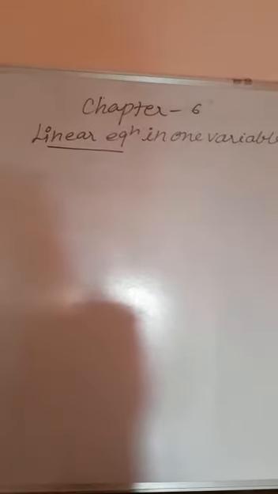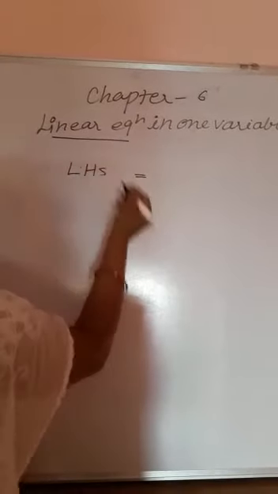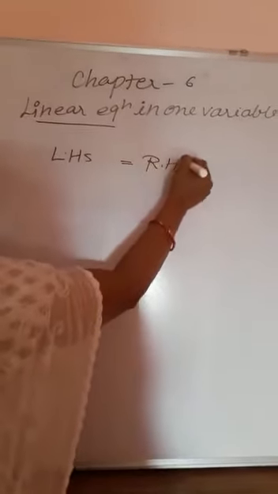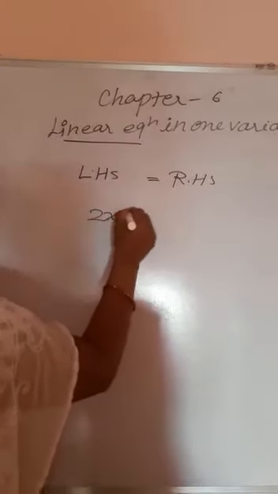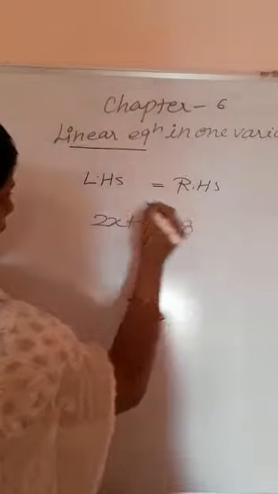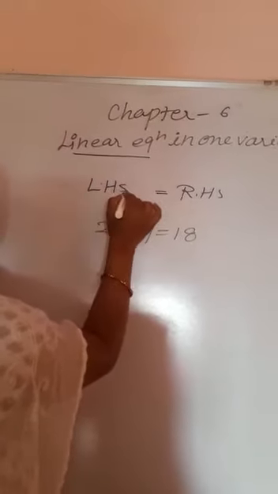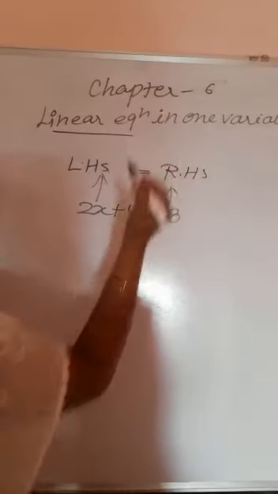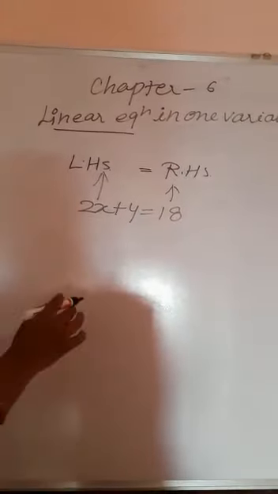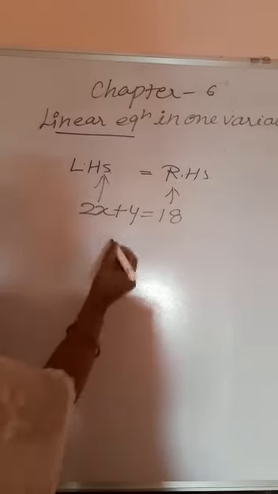Always remember four terms. This part is known as LHS and this part is known as RHS. Suppose 2x plus y equals 18. This is the LHS part, meaning left hand side. This is the RHS part, right hand side. Suppose we want to solve it. Always remember four statements.